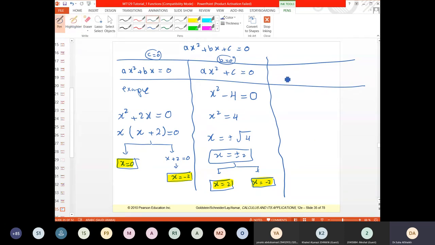The third case is where everything is there. The ax squared is there, bx is there, and c is there. In this case we use the formula x equal to minus b plus or minus root of b squared minus 4ac over 2a, or we factorize.